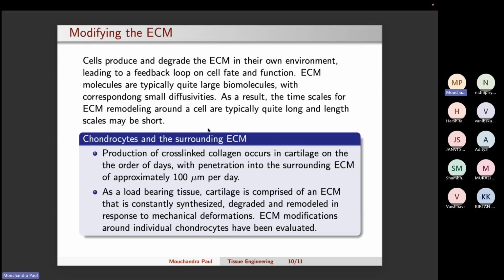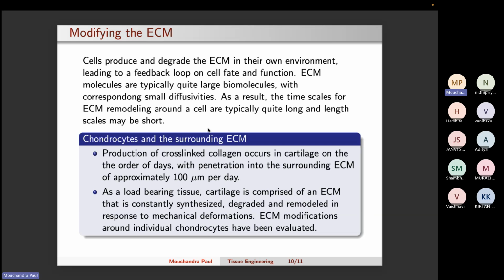The ECM molecules are themselves quite large, and because of that they have very low diffusivity. Means they do not diffuse at a very high rate in comparison to soluble signals. As a result, the time scales for ECM remodeling around the cell are typically quite long. Obviously, it is a large protein molecule. You can imagine that ECM molecules like collagen are fibers, and fibronectin and others are globular proteins, or they can have subunits forming one large protein. So this kind of structure is there for ECM molecules.